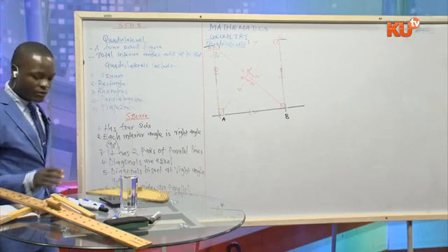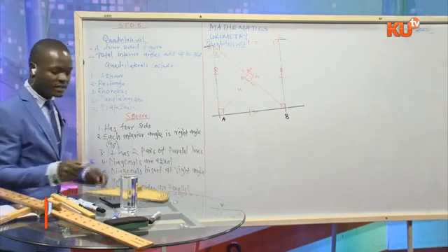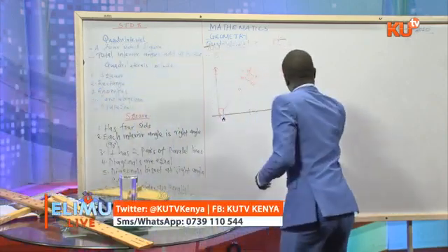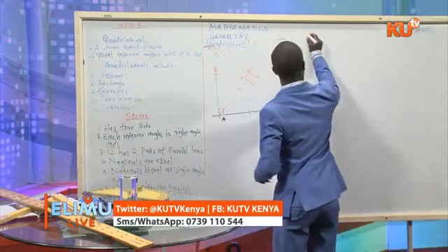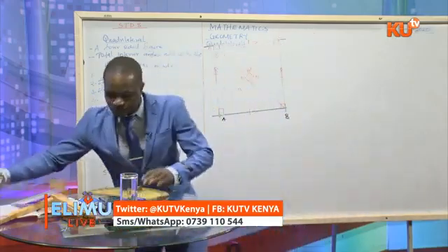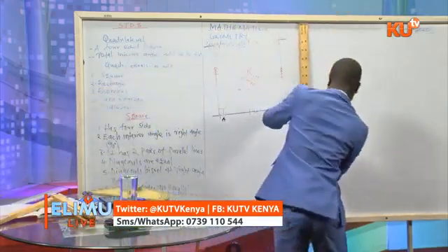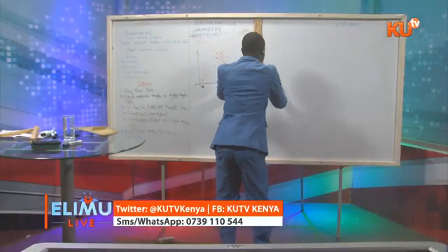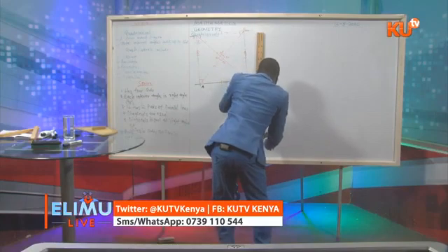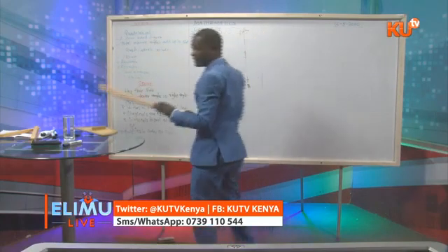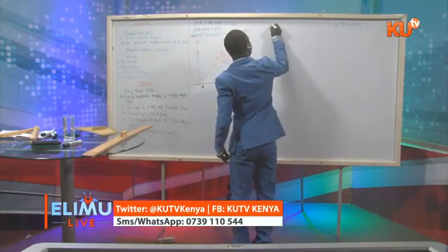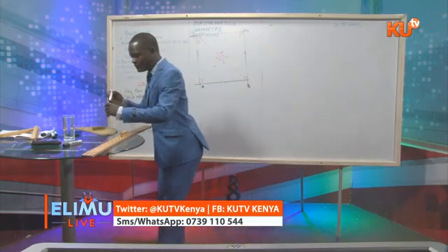I wish to take you through the next one, which is the rhombus. So right here, rhombus. Properties of a rhombus. Now the first property of a rhombus.